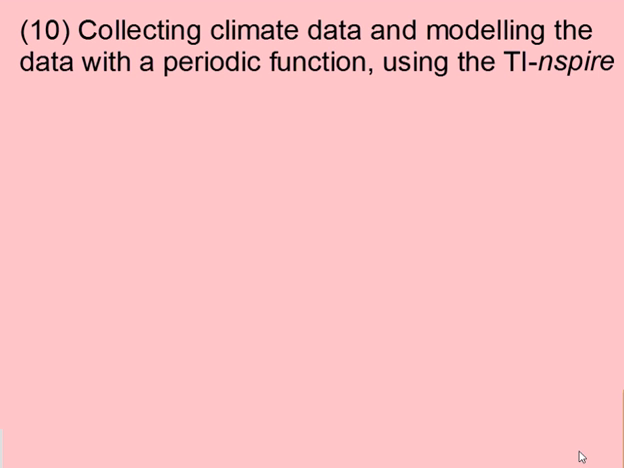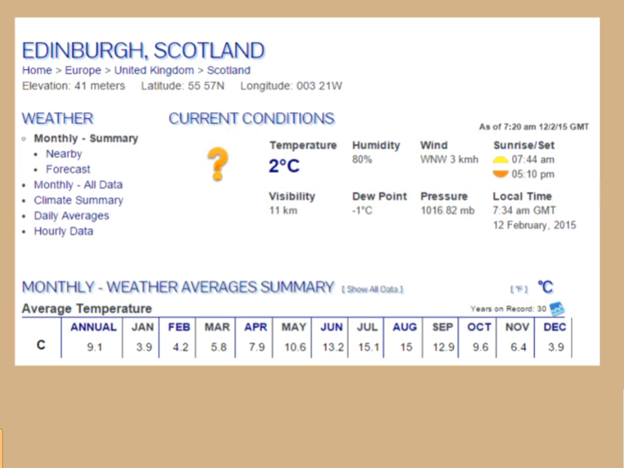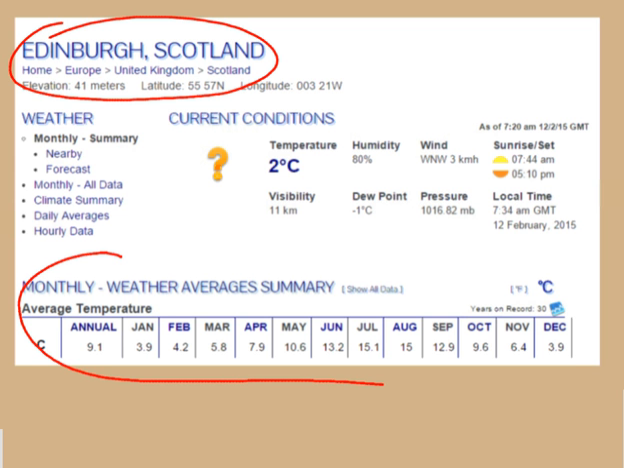Welcome to our 10th video, in which we collect climate data and model this data with a periodic function. Here's the process. I went to weatherbase.com and I searched for my city, Edinburgh in Scotland. I've got the monthly temperature averages here.